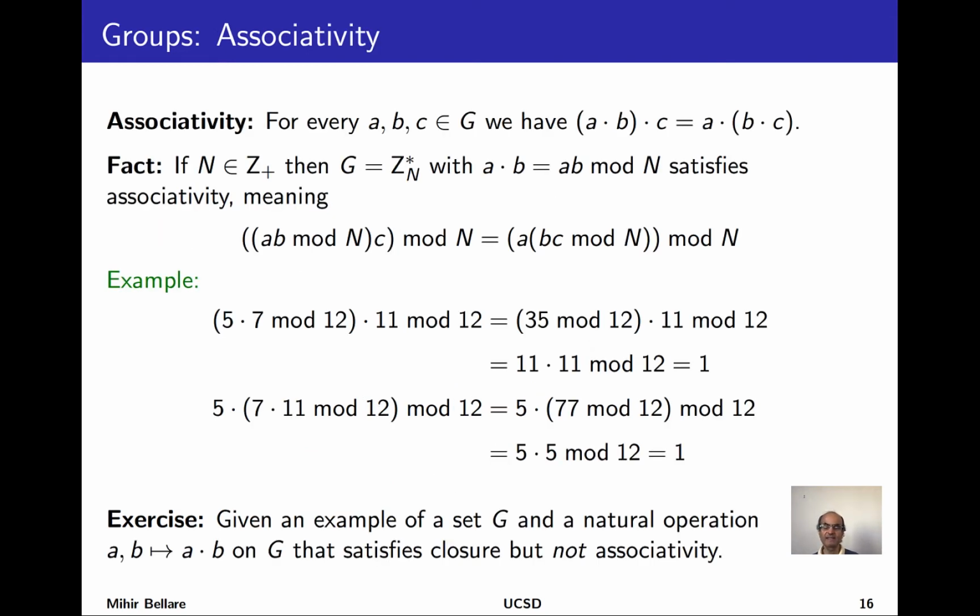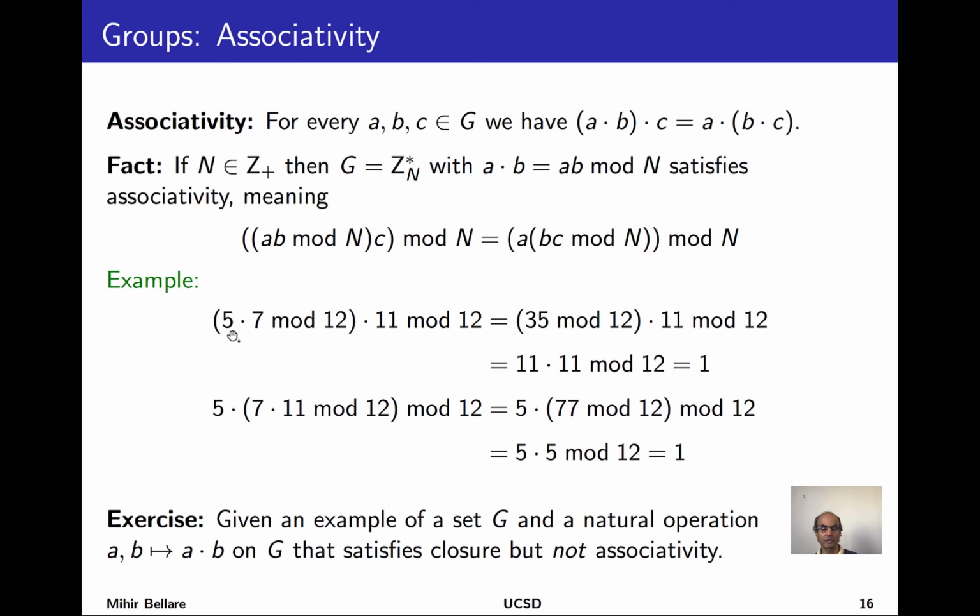Associativity simply says that if you have to multiply or operate on lots of stuff, you can put parentheses where you want. So A times B done first and then C is the same as first doing the B and C and then the A. So again, if you are in our Zn star set with multiplication mod n as your operation, it turns out you have associativity. Right? And what does that mean over here?